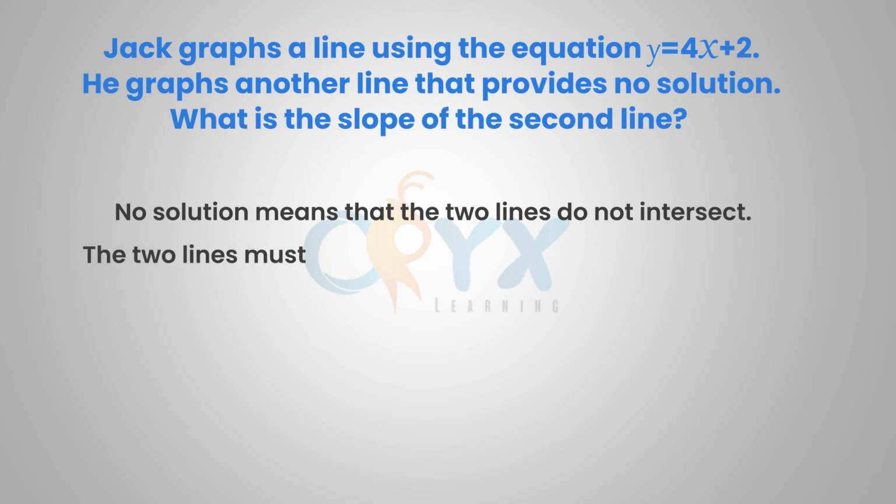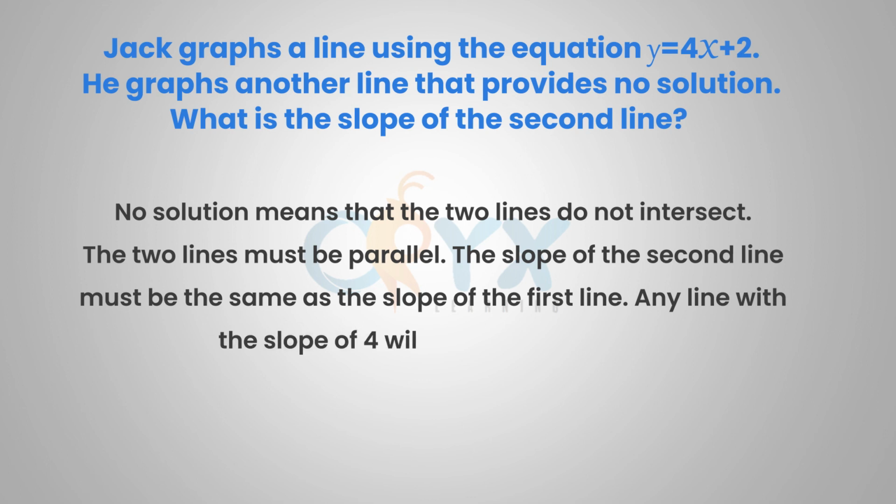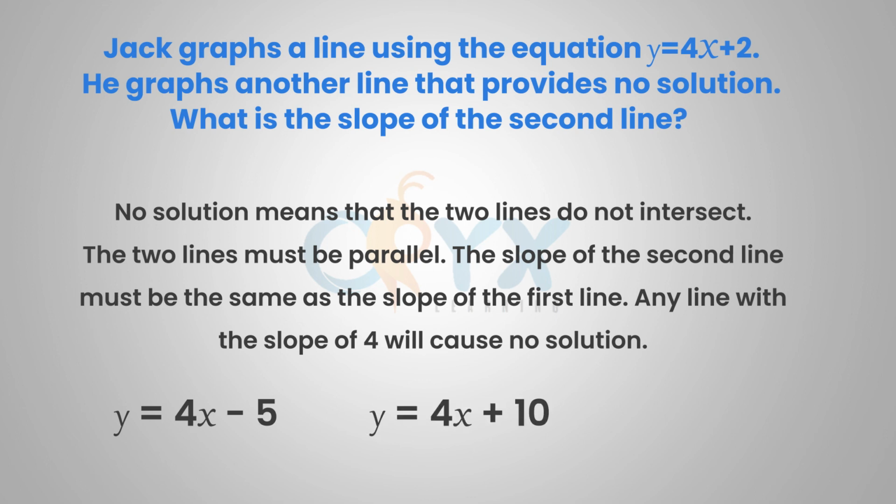No solution means that the two lines do not intersect. They must be parallel, and the slope of the second line must be the same as the slope of the first. Any line with a slope of 4, which is the slope of our original line, will cause no solution. So for example, y equals 4x minus 5, y equals 4x plus 10, or y equals 4x minus 8. All three of those lines would give us no solution with the original.